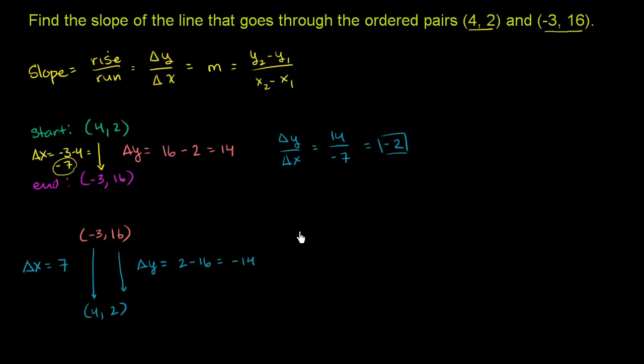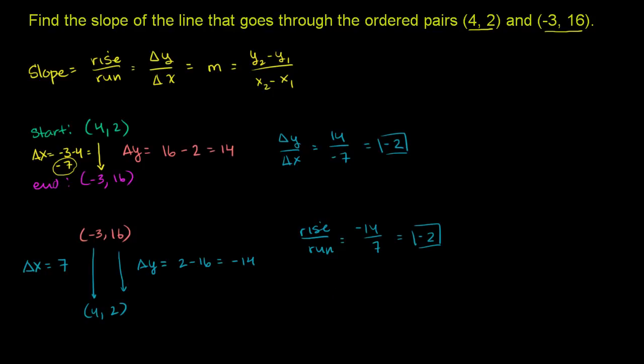This was our run. So if you say rise over run, which is the same thing as change in y over change in x, our rise is -14. And our run here is 7. So notice, these are just the negatives of these values from when we swap them. So once again, this is equal to -2.